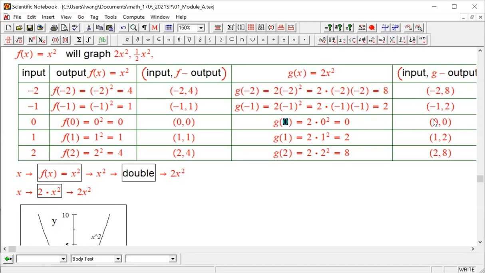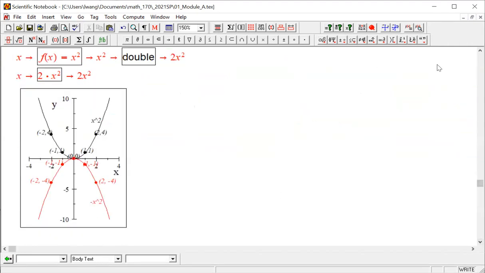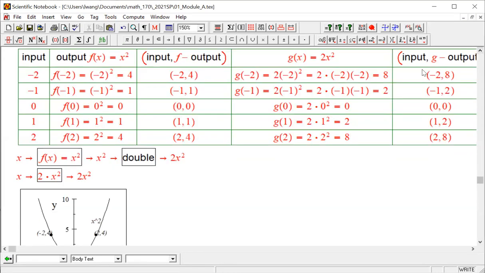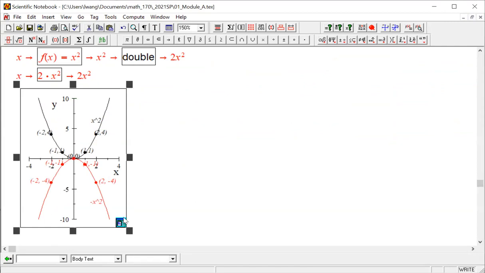0 stays the same. 1, the output is doubled. The output for x squared is doubled. And for input 2, the output is doubled. From 4, double becomes 8. So we get these points. Okay, so next I would like you guys to try to put the points in place. Put the points in the graph with me.